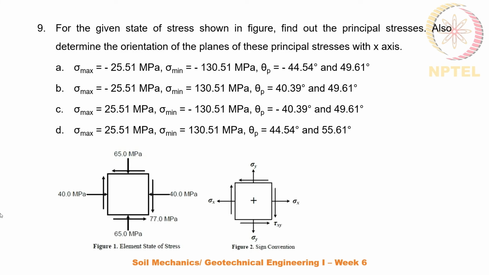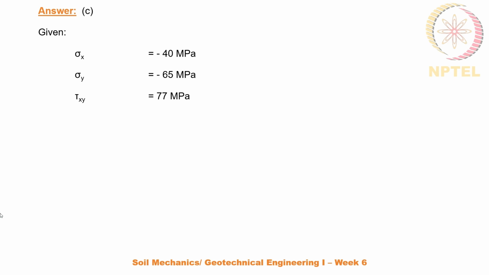Correct option is option C, that is sigma max is equal to 25.51 megapascal, sigma minimum is equal to minus 130.51 megapascal, theta p is equal to minus 40.39 degrees and 49.61 degrees. Okay, so we'll see how to solve this. We are given that sigma x is equal to minus 40 megapascal, sigma y is equal to minus 65 megapascal, and tau xy is equal to 77 megapascal.